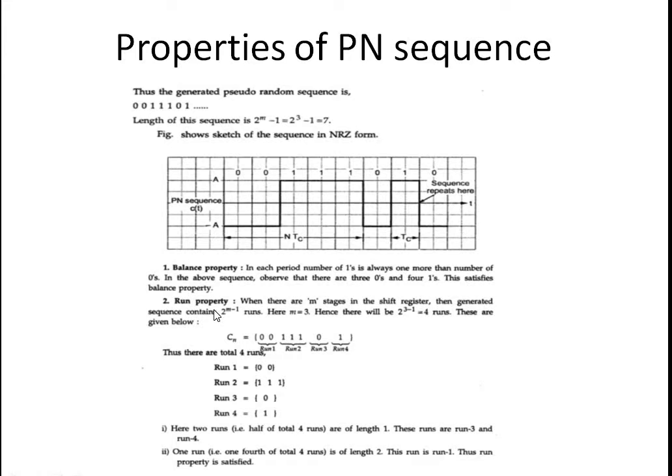In the run property, the formula is 2 power m minus 1, where m is 3, so 2 power 3 minus 1 is equal to 4 runs. If we take this sequence, there are 4 runs: 0, 0 is run 1; 1, 1, 1 is run 2; 0 is run 3; and 1 is run 4.